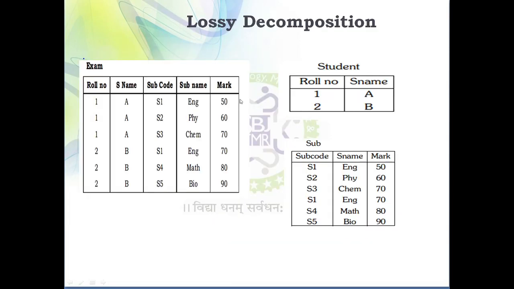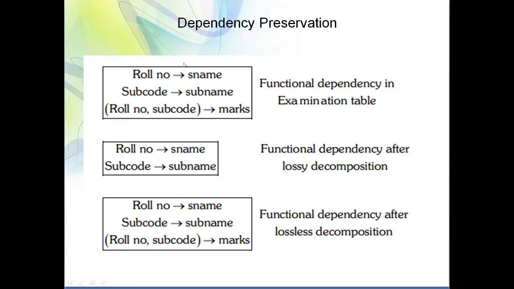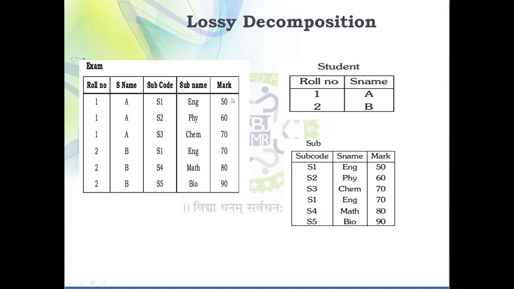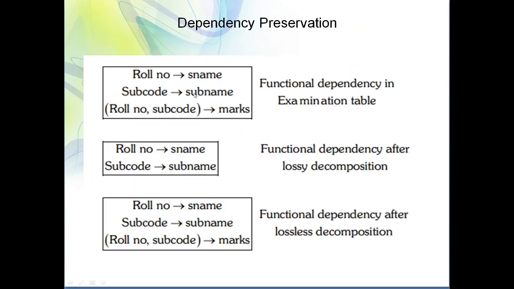We talked about this example of a lossless decomposition. This is the exam table. In case of the exam table, what dependencies are there? Suppose I know the roll number, I can easily find the student name. Suppose I know the subject code, I can easily find the subject name. In that case, what is the primary key? With the combination of roll number and subject code, I can easily find marks. So in case of the exam table, what is the primary key? The combination of roll number and subject code. It is the primary key. So these are the three dependencies present in the original table.